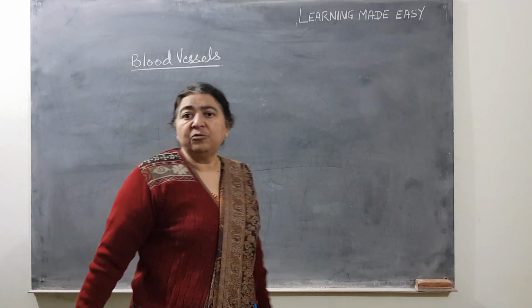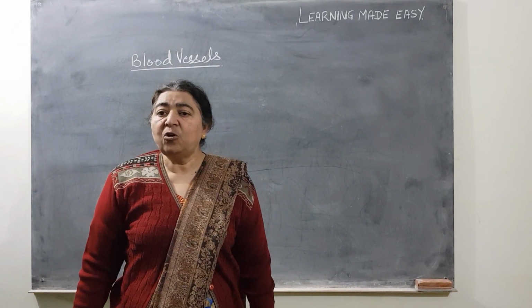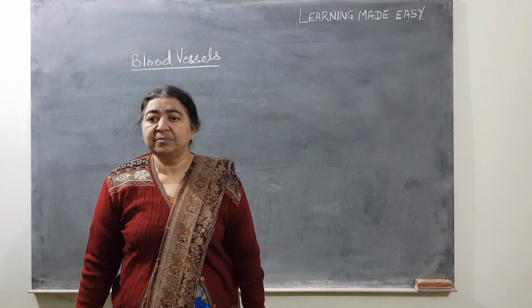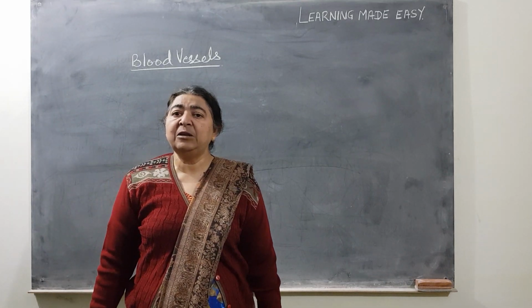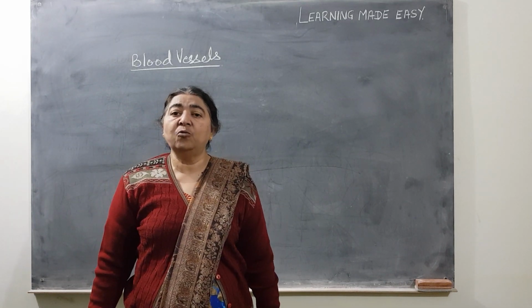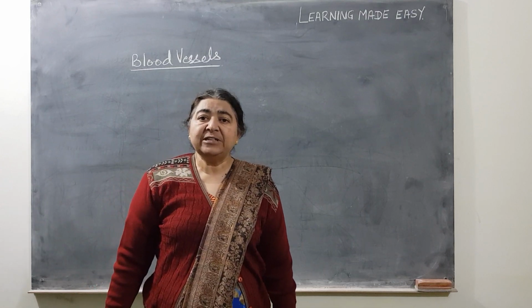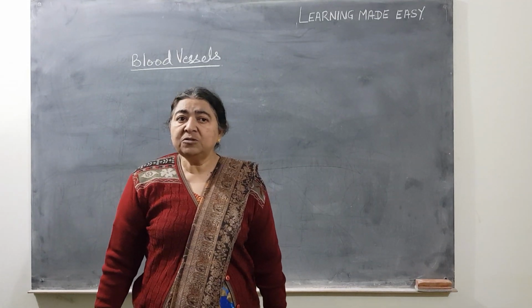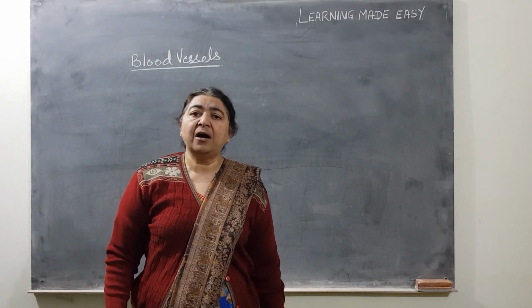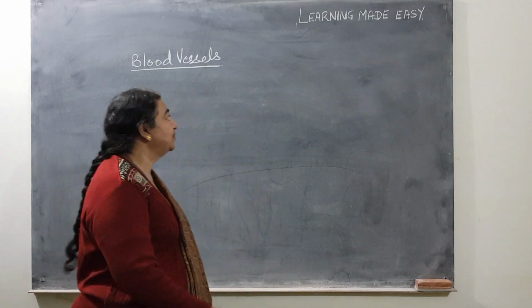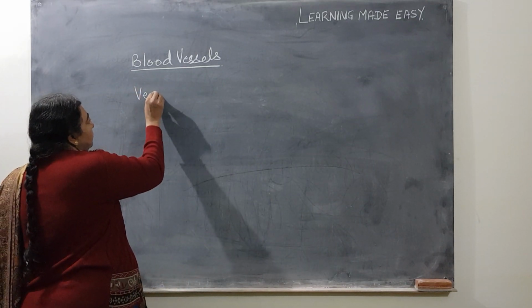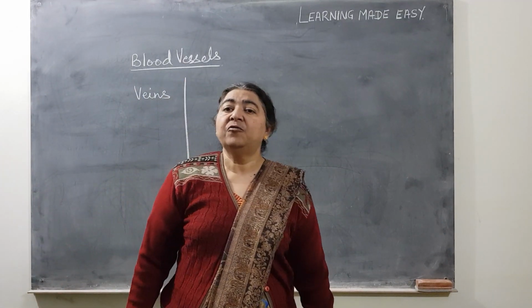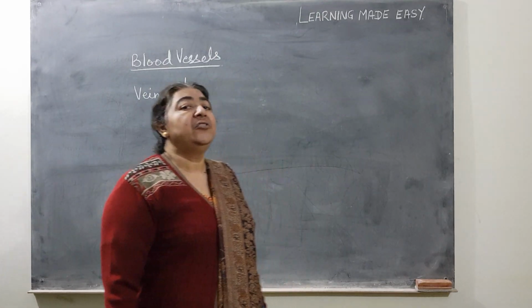The first topic we are going to deal with is blood vessels. When we are talking about blood vessels, in a closed type of circulatory system, we have vessels which contain blood. The blood is not allowed to flow in the body cavity. These vessels are termed separately according to the work they are doing. Those which are bringing blood to the heart are called veins. Those which are taking blood from the heart are called arteries.